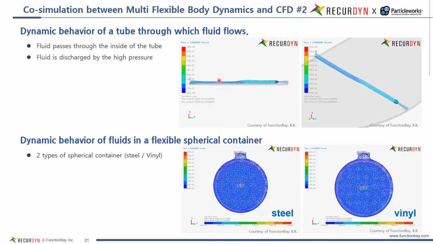The next case shows the behavior analysis of a flexible tube through which fluid flows. You can see how the behavior of the flexible tube is affected when the fluid passes through the inside of the flexible tube and is discharged by the high pressure.